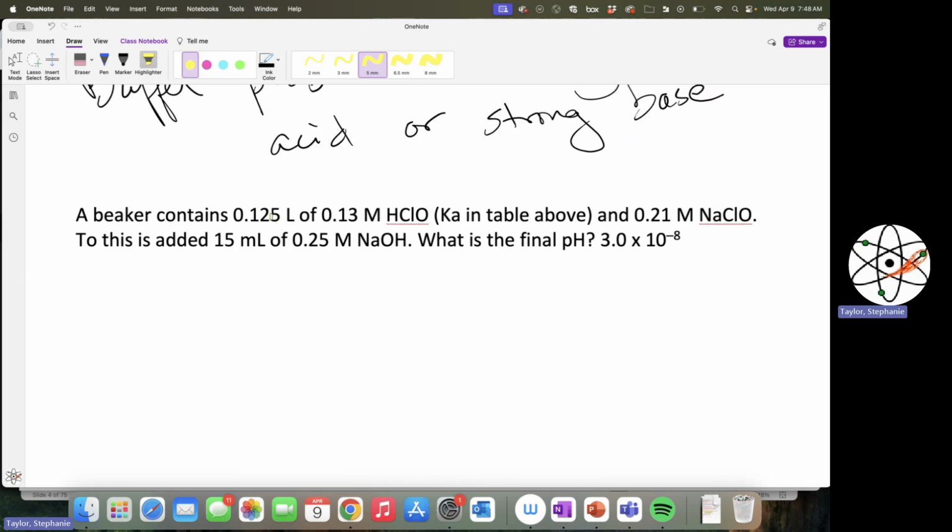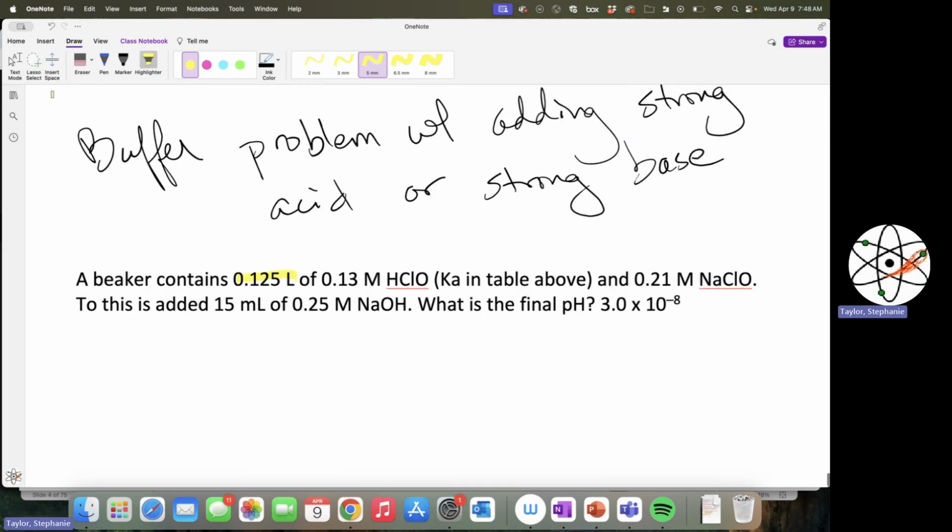A beaker contains a volume. That's what that is. And then there's a molarity of a particular acid. It says K in the table above. Whoopsies. 3.0 times 10 to the negative 8. I wrote it over here. And here's another molarity of this other thing. To this is added 15 milliliters of 0.25 molar sodium hydroxide. What's the final pH?